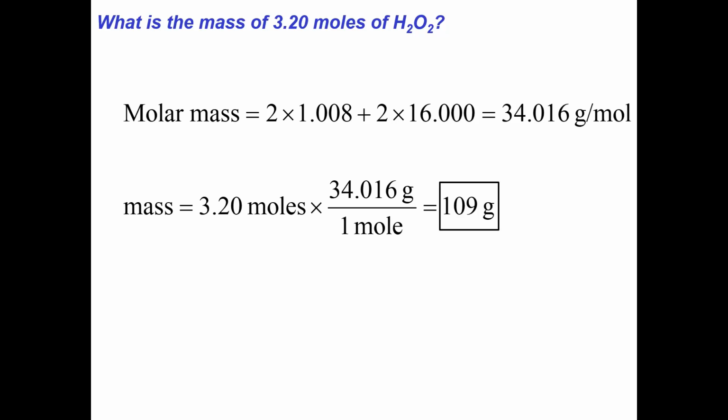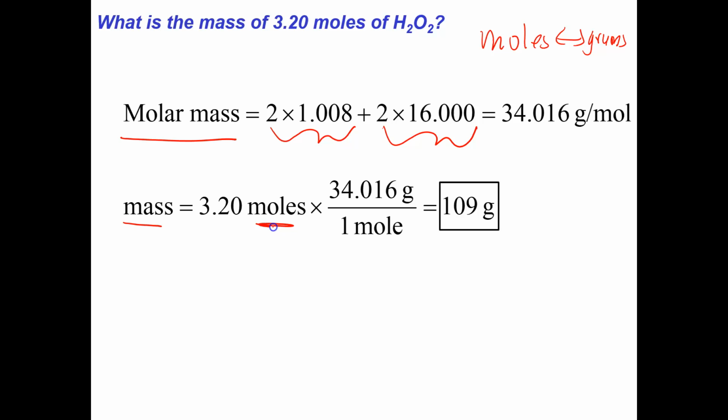Okay, so here is another example using the molar mass. It says, what is the mass of 3.20 moles of H2O2? So again, we're going to be converting between moles and grams. So I need to recall that the conversion factor that allows me to do this is the molar mass. And then I'm going to go ahead and calculate the molar mass, adding together the mass of 2 hydrogen atoms and 2 oxygen atoms.